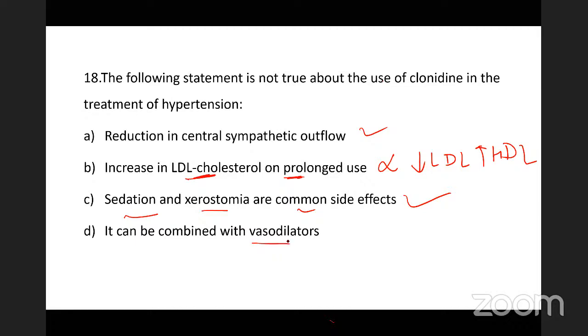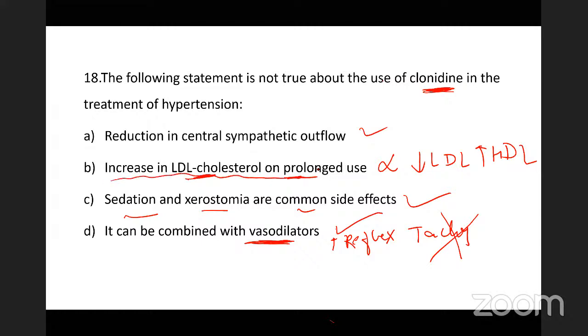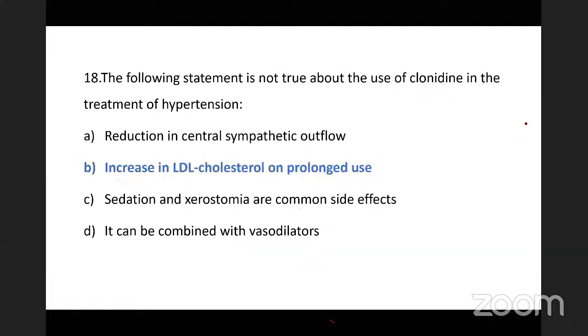It is combined with vasodilators. I told you, whenever you give vasodilators, there will be reflex tachycardia because of the compensatory increase in sympathetic nervous system activity. When you give clonidine, this reflex tachycardia can be blocked by clonidine. That is, the combination is rational. So this is the right statement. Here the wrong statement is that it increases the LDL cholesterol. Usually it decreases the LDL cholesterol and increases the HDL. It has a favorable plasma lipid profile.